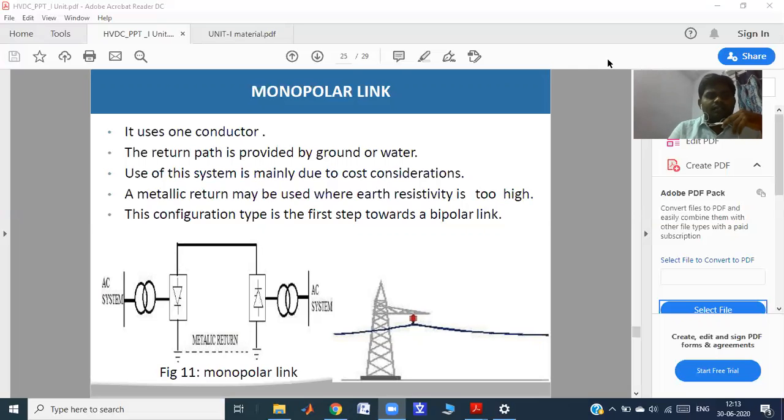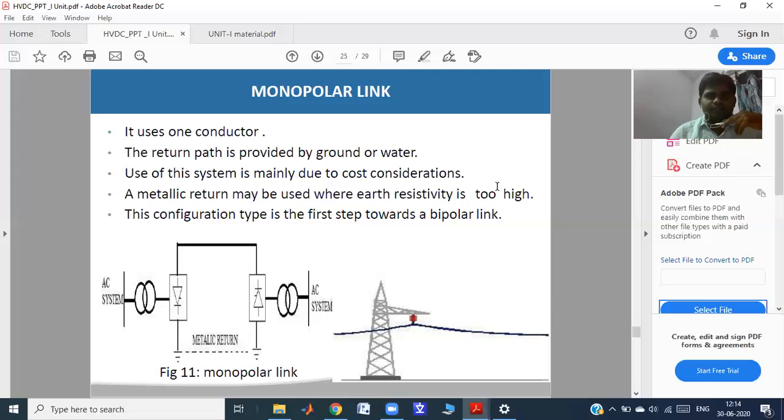If a fault occurs in the line, the system cannot transmit the power. Why? Because we are using only a single conductor. If a fault occurs in the line, it cannot transmit the power from the sending end to the receiving end. That is the main disadvantage. Next, we will go for the second link, the bipolar transmission network.